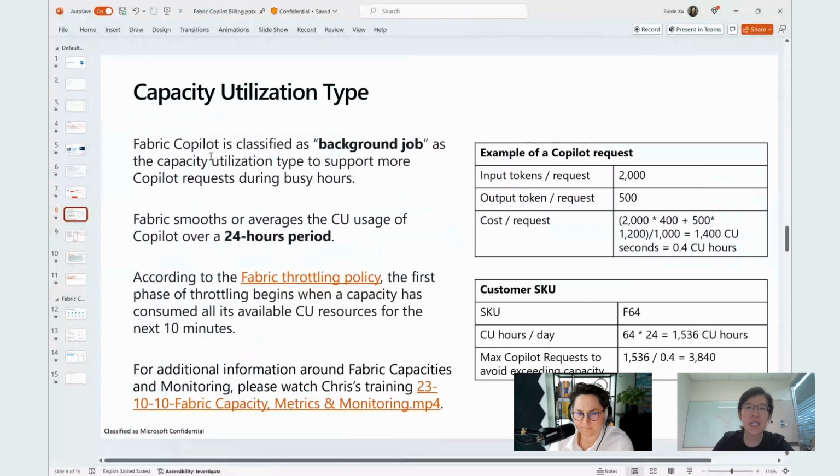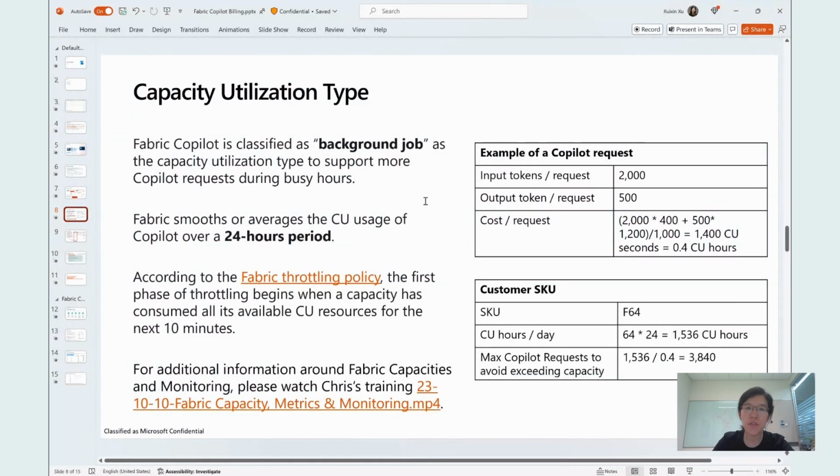Understood. Another thing is, in Fabric, if you are familiar with capacity utilization types, there are two types of operations: interactive and background job. This concept will impact how capacity throttling happens. All Fabric Copilot usage is classified as a background job. Our goal is to support more Copilot requests during busy hours. It means that we will average or smooth your Copilot capacity usage over a 24-hour period so that you can submit more Copilot usage in the peak hours before you get throttled.